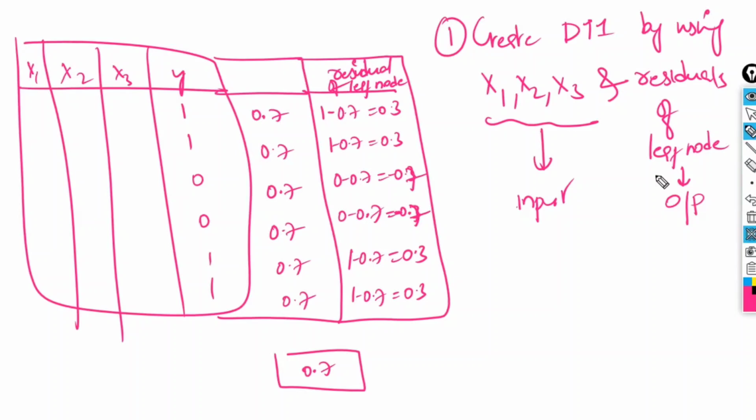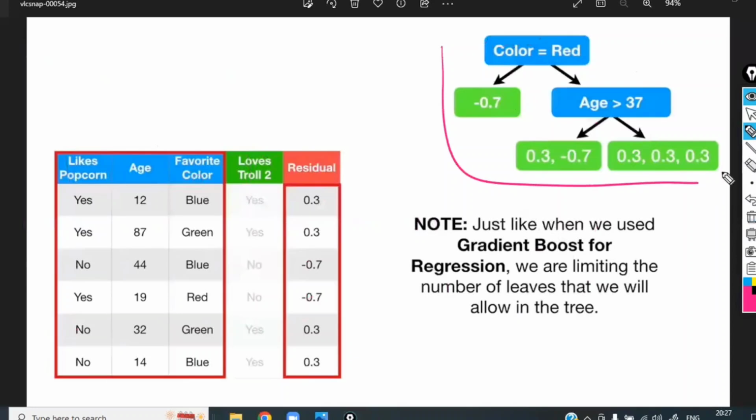Don't write side to the box, write below that only, because we have to create one more column. Create the decision tree 1 by using x1, x2, x3 as input variables and residual of leaf node as the output variable. That decision tree is this one right now in the notes. Draw this one in your notes.